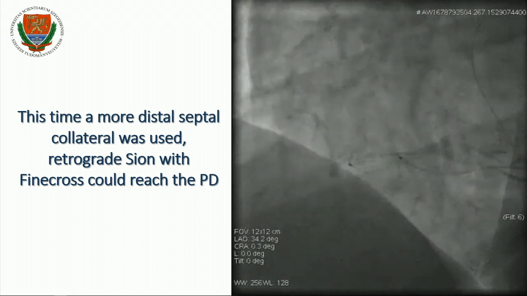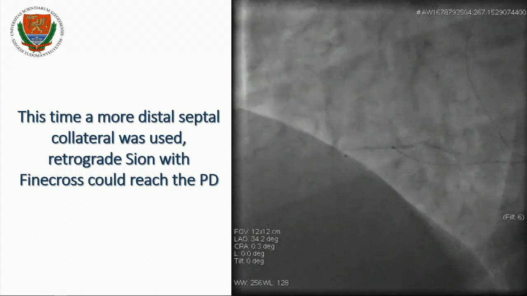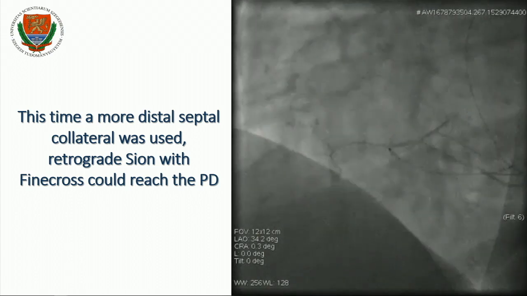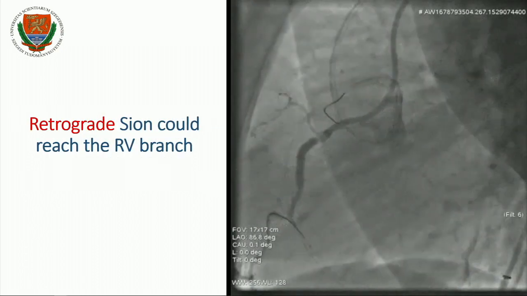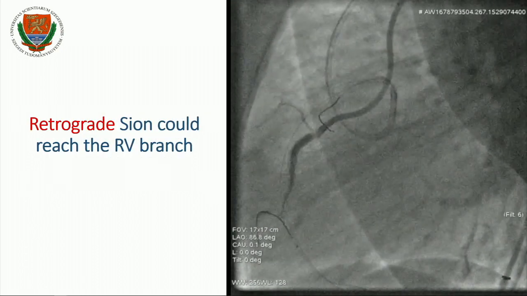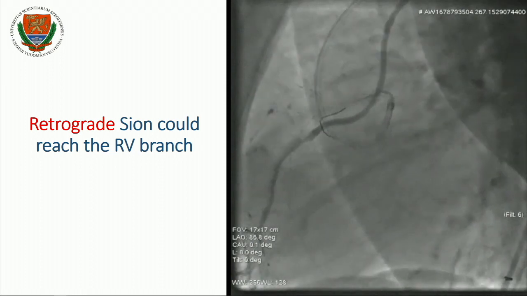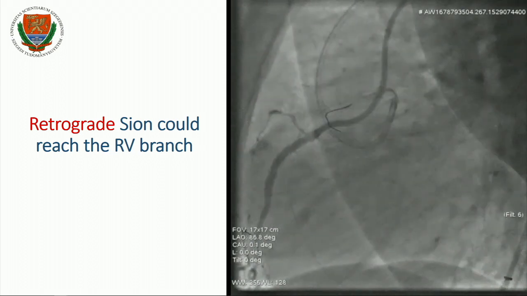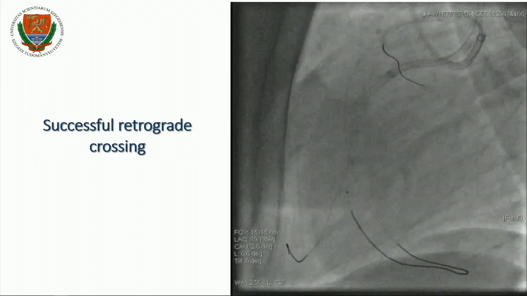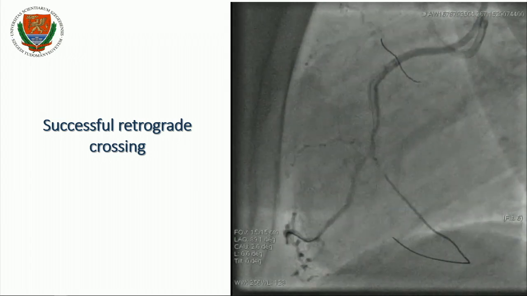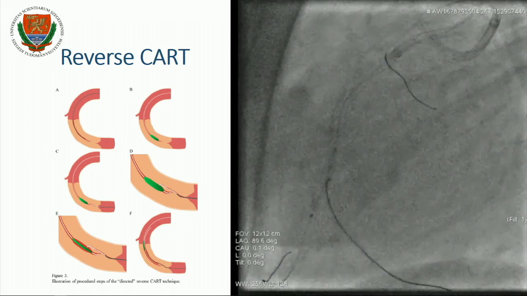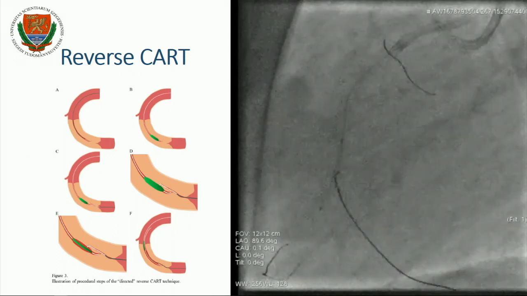We picked a more distal septal collateral, and we used the Cyan guide wire again with the Fine Cross microcatheter, and we could successfully reach the PD branch and after that the distal cap. And after that we could cross with the retrograde Cyan guide wire to the acute marginal, to the RV branch. And then we tried to rewire, and after a reverse CART, we could successfully cross the lesion.